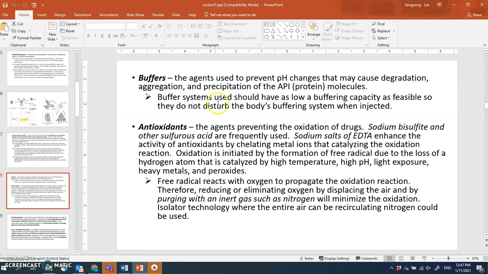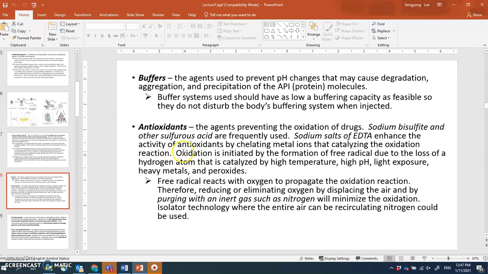So a buffer system should have as low a buffering capacity as feasible, so it does not disturb the body's buffering system when injected. Your body's natural pH is almost neutral, maybe a little bit acidic, pH 6.7 or something like that. So hopefully your formulation pH is not very far off. That's what it means.